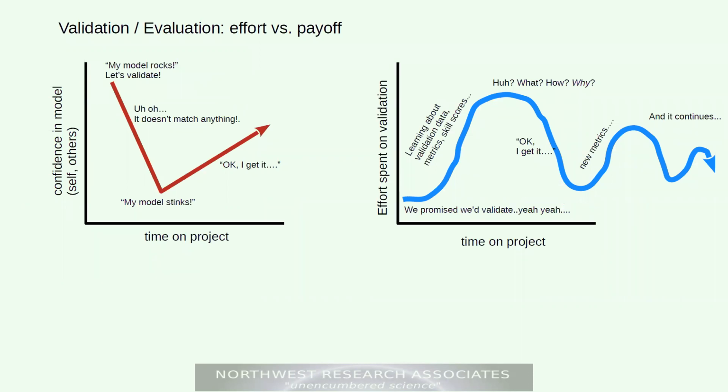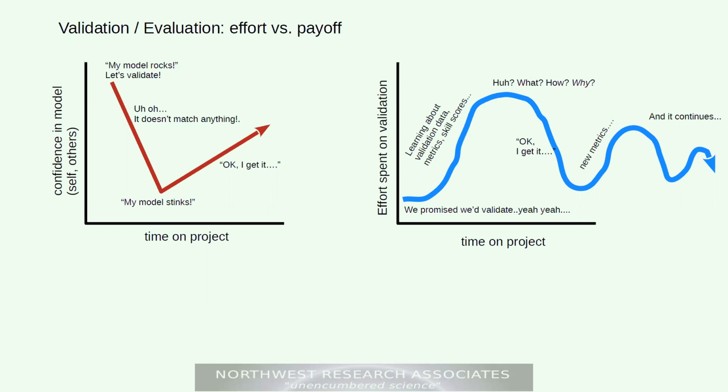This is something that just came to me in a dream, I guess. On the x-axis here is time on the project, the time that you're working on your project. You've been developing this model since you were a grad student, and now you're a professor emeritus, and you've been working on it your entire life. On the y-axis is the confidence you have in your model, or that everybody else has in your model.